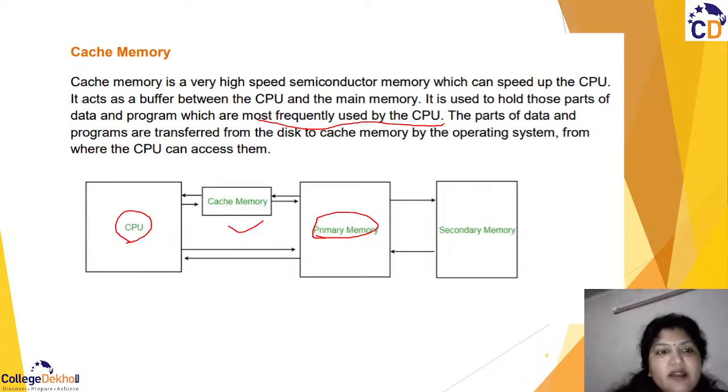The parts of the data and programs are transferred from disk to cache memory. So basically it is transferred from your secondary or primary memory to the cache memory by the OS, from where the CPU can access them. So basically the CPU can access through them only. It is their communication, right?